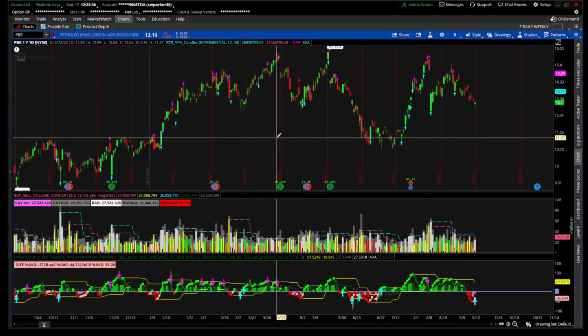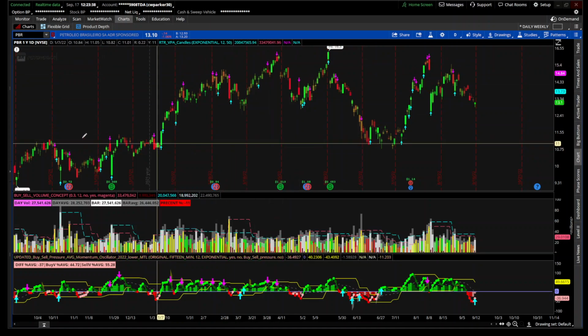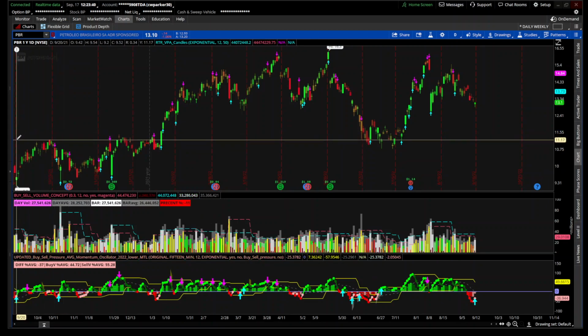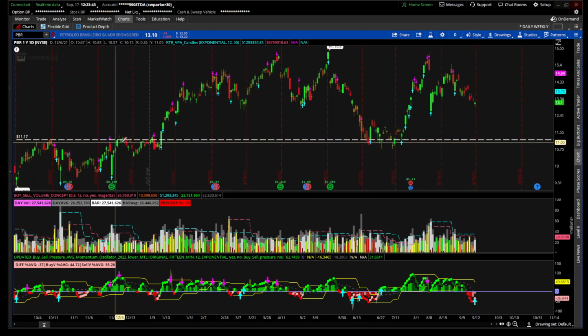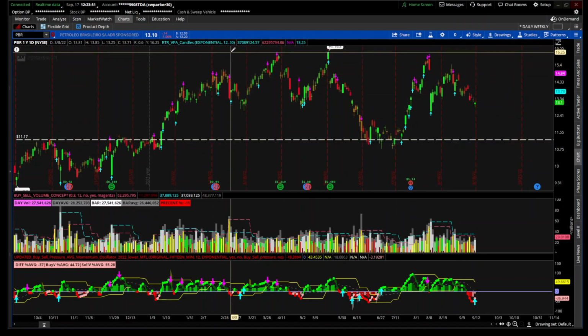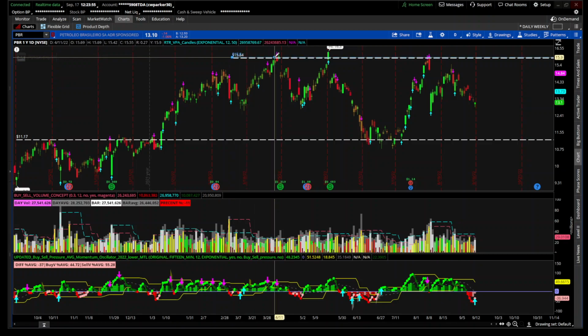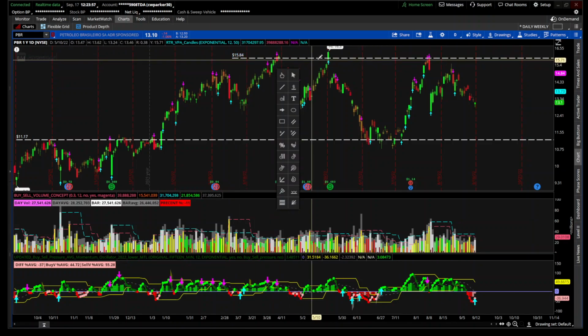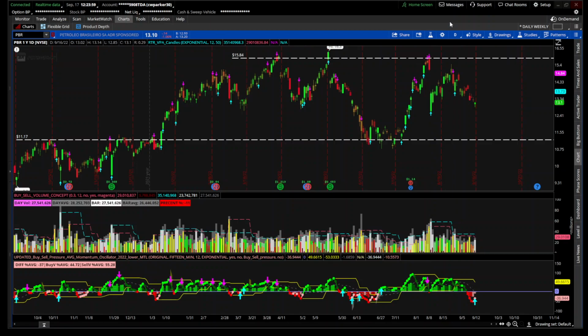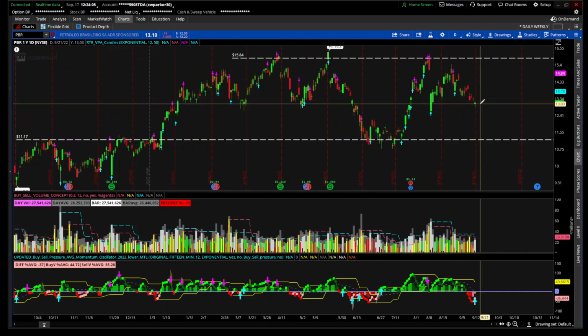Do I want this? Yeah, I'll be interested in this. So I will put a line right there, and you can see how this was the break of that last range and how it's serving as support. And I'm going to connect all three of these. 1, 2, 3, instead of trying to find the highest one. So this will be a nice range here.